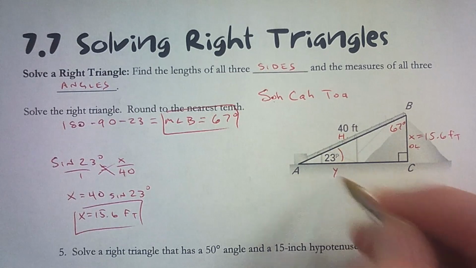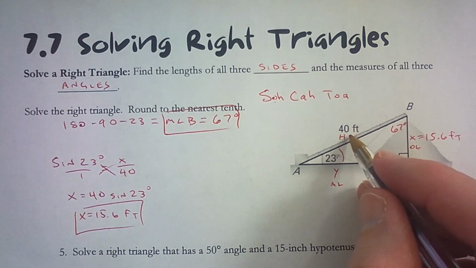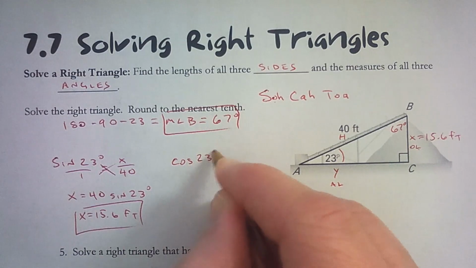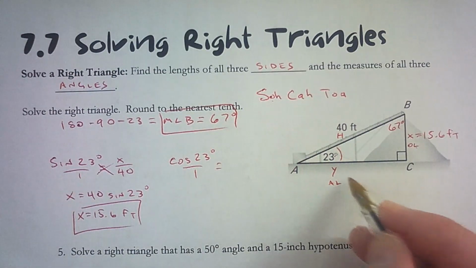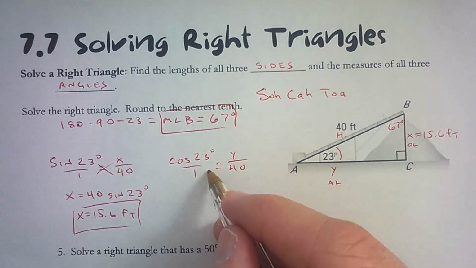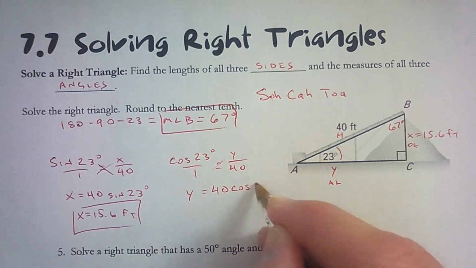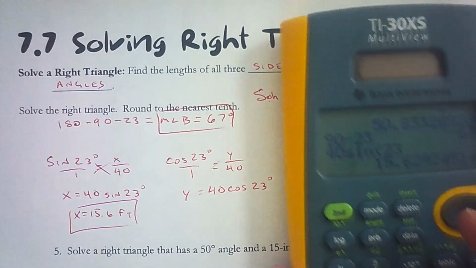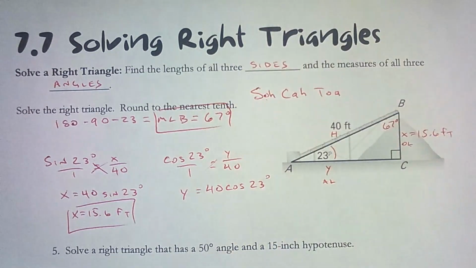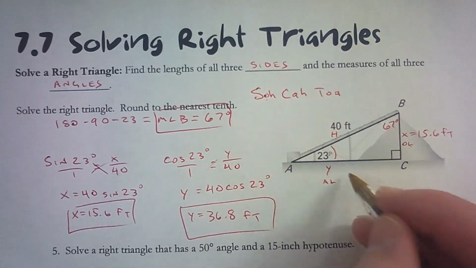And then I need side AC. For now, I'll call that Y. Y is the adjacent leg, so I'll use the adjacent leg and the hypotenuse this time, and that is cosine. So it's cosine 23 degrees is to 1, as the adjacent leg, which we're calling Y, is to 40. So again, our cross products, Y times 1 is Y, and then 40 times cosine 23 degrees. 40 cosine 23 is 36.8. So that's 36.8 feet.